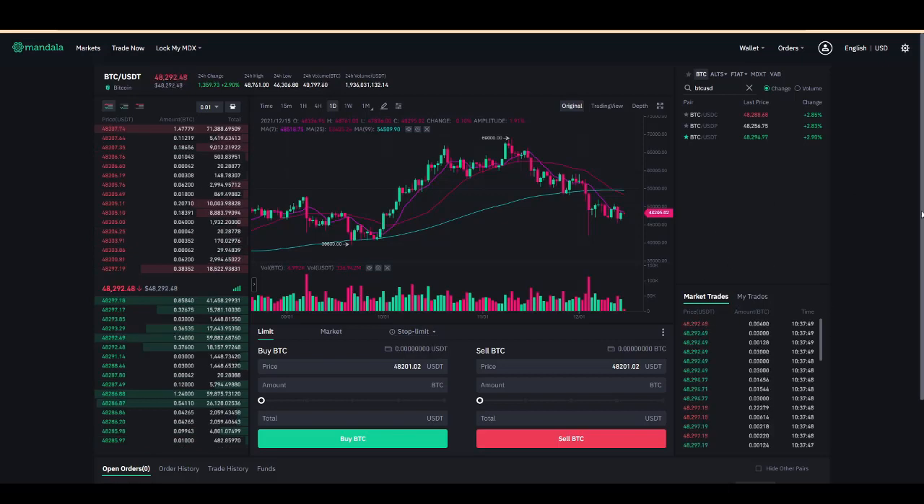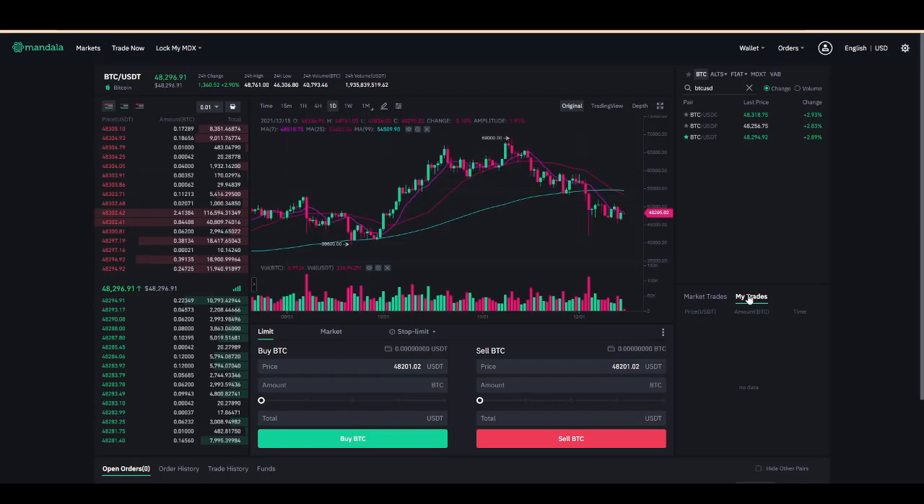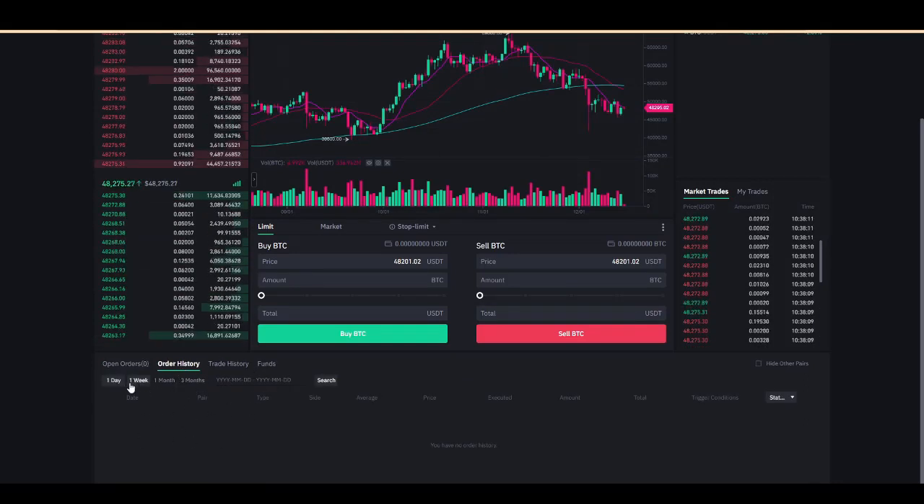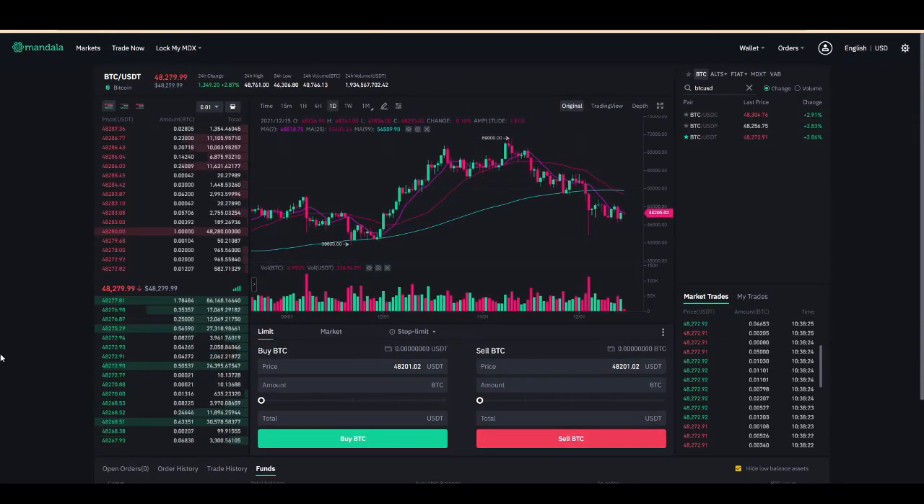And on the right hand side, that is on the bottom right hand side, you can see the market trades. These are all the trades that are being placed on Mandala Exchange. If you shift to my trades, it will show all the trades that you have taken. And on the bottom section you can check out open orders and order history. This will show all the history of orders you have placed in 1 day, 1 week, or 3 months. And the third is trade history. This will show you all the trade history that you have done, and this will show you all the available coins and funds in the exchange. So that is how simply you can get started and trade with Mandala Exchange.